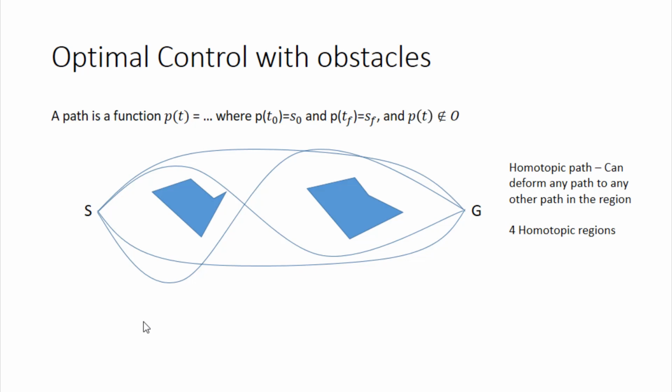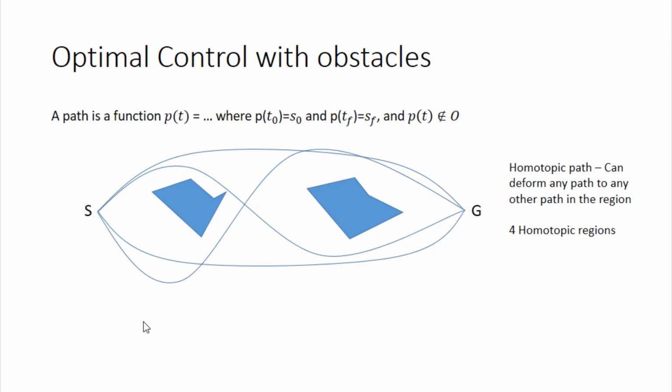And so what we have here are 4 homotopic regions. Each one of these paths is a homotopic path. We've got the one at the very top that goes over both obstacles. We've got one at the bottom that goes underneath both the obstacles. And then we've got 2 that kind of crisscross, so they go over one and under the other.